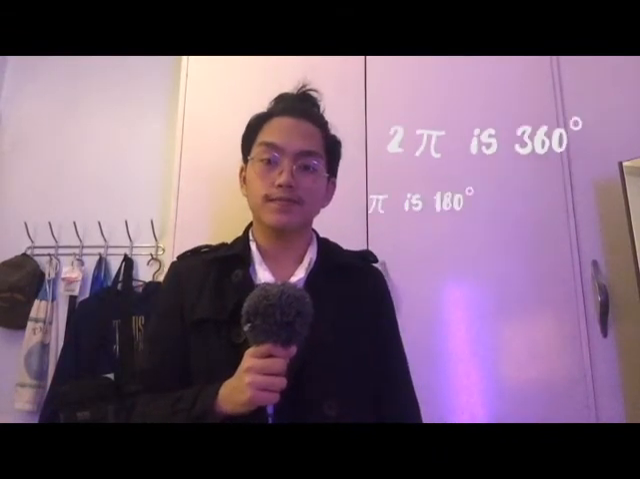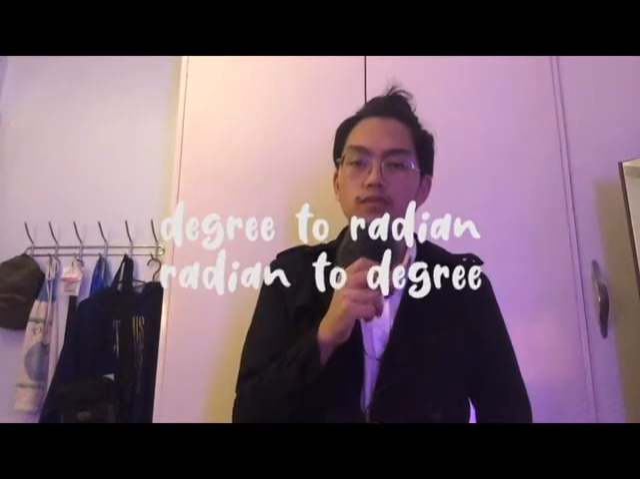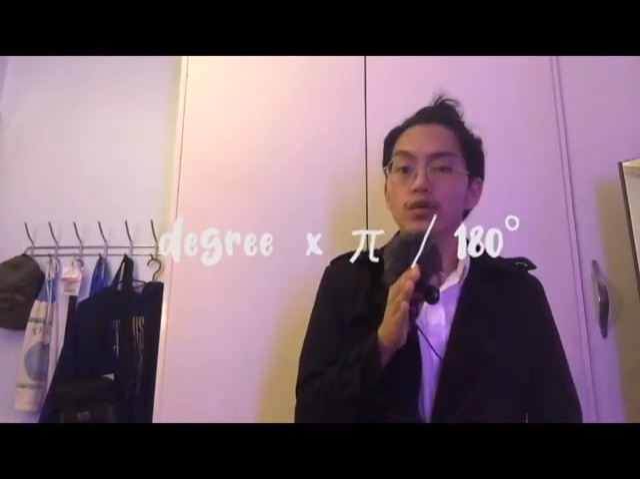There are actually only 2 formulas to use: degree to radian and radian to degree. The first one is easy, you will only have to multiply the degree measure by pi over 180 degrees. And the second is radian to degree, and you just have to take the reciprocal of the first. You will only have to multiply the radian measure times 180 degrees over pi.